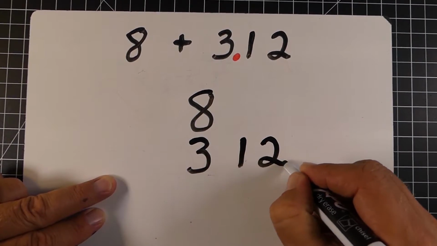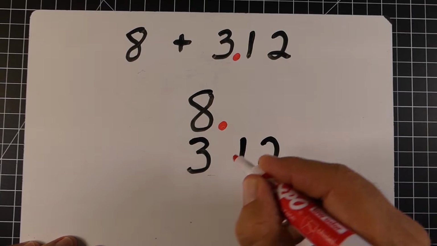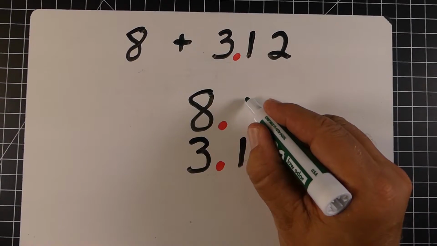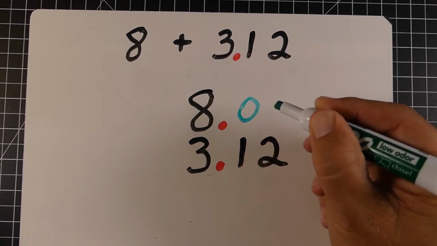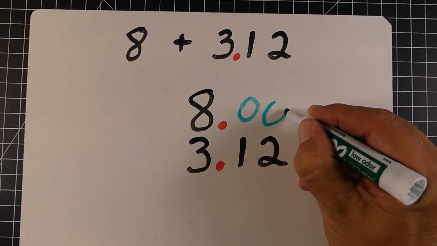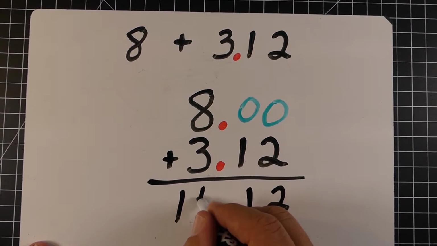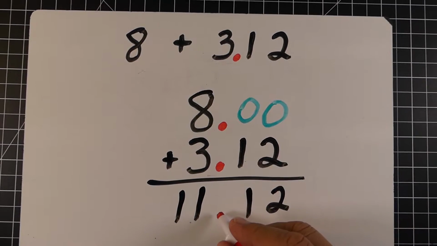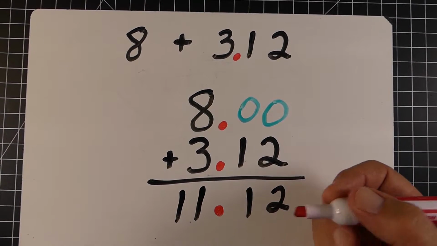So when we get this problem right here of 8 plus 3.12, we're still lining the decimals up. If you want to throw in a couple of zeros, I usually don't, but you can. Once you get everything lined up, just go ahead and add, and again, bring the decimal straight down.